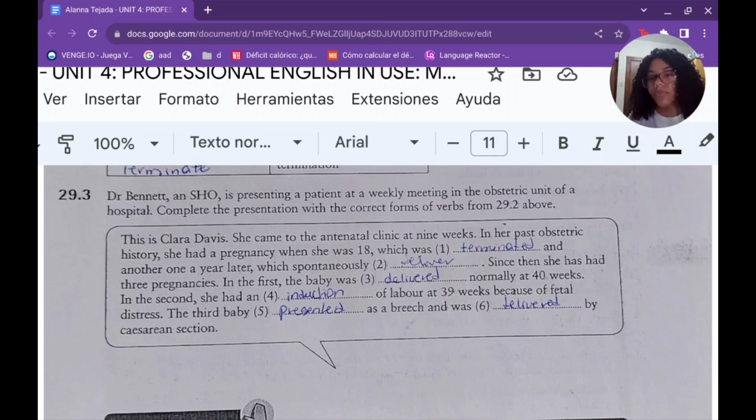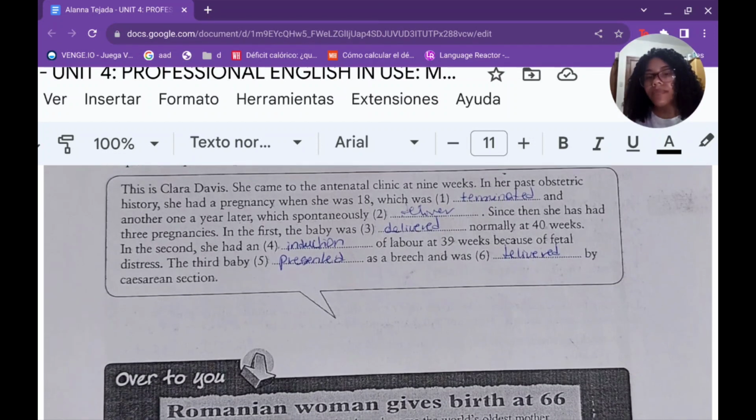29.3. Dr. Burnett, as SHO, is presenting a patient at a weekly meeting in the obstetric unit of a hospital. Complete the presentation with the correct forms of verbs from 29.2 above. This is Clara Davis. She came to the antenatal clinic at 9 weeks. In her past obstetric history, she had a pregnancy when she was 18, which was terminated, and another one a year later, which was spontaneously delivered.